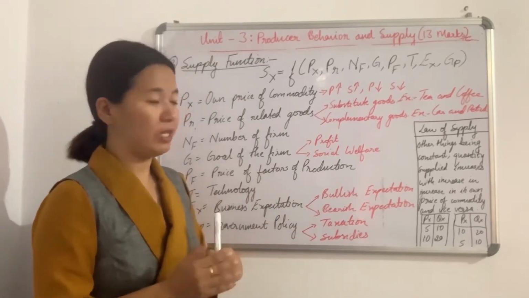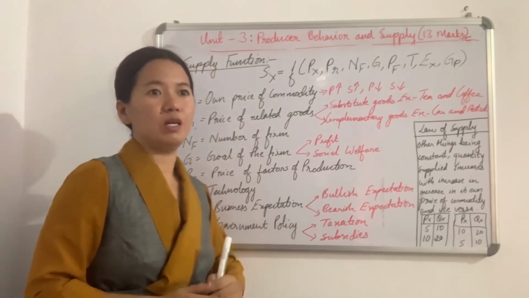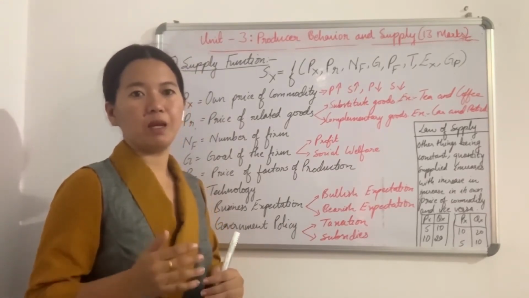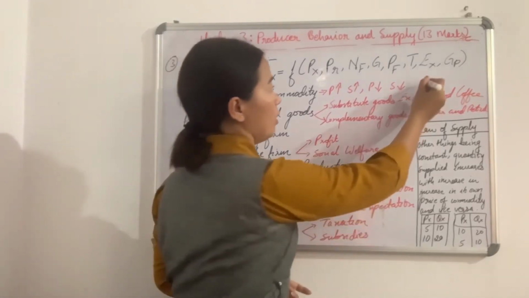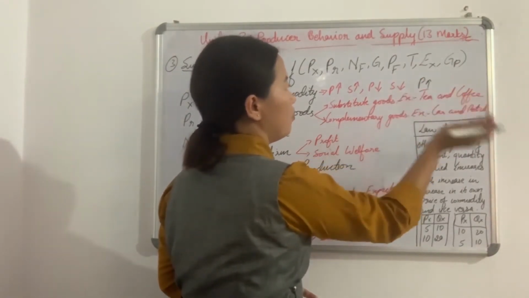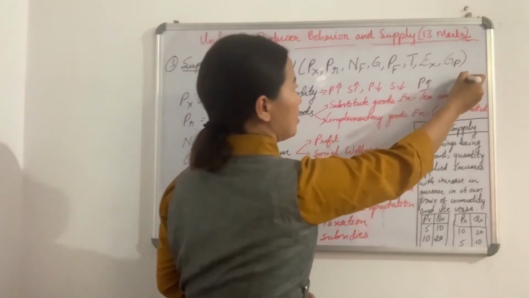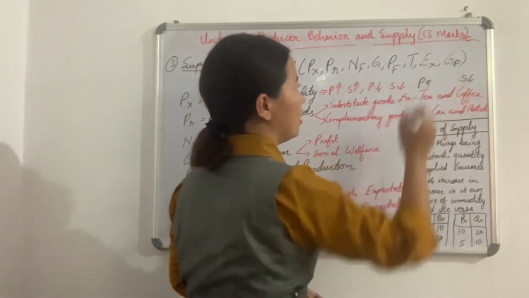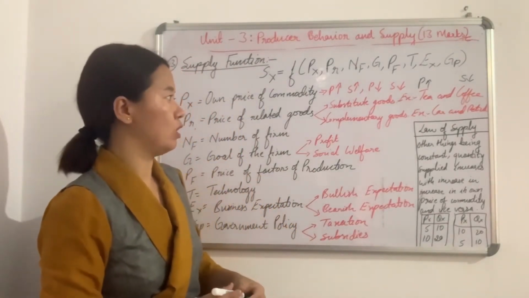the price of tea, that is the price of one good, leads to a decrease in the supply of the other good. For example, when the price of tea increases, then the producer will produce more of tea and the supply of coffee will fall. This is how the price of one good affects the supply of the other good.